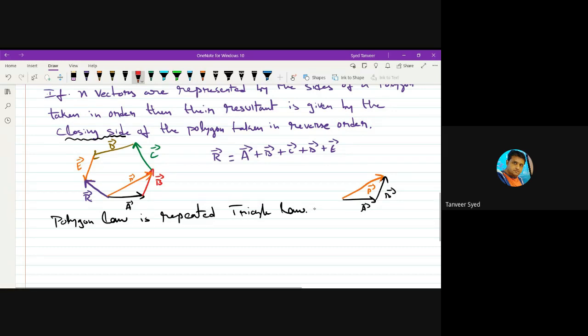Again, if you apply triangle law to vectors P and C, you will get a vector like this. Let us say this is some Q. Okay, forget vectors A, B, C, and P. Look at vectors Q and D. You can again apply triangle law there. Then you get this resultant. Let us say this is some X vector. Look at X vector and E vector. Again, you can apply triangle law. Resultant will be this. So in that sense, polygon law is repeated triangle law.